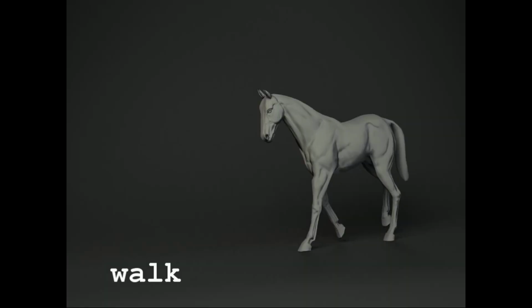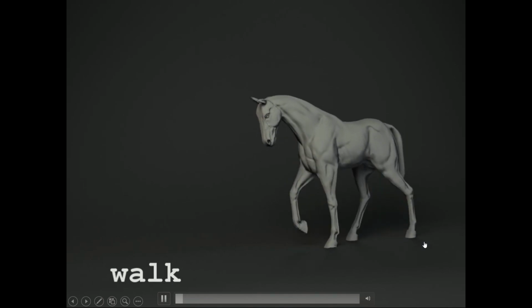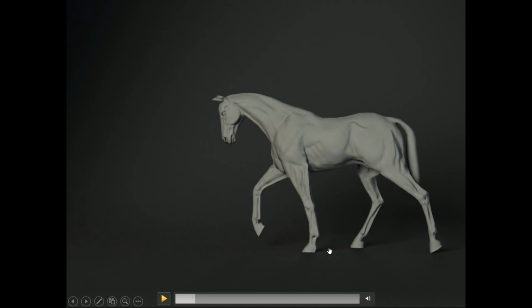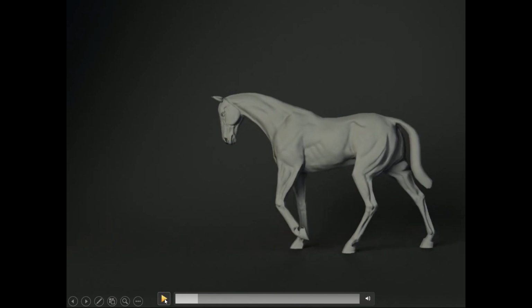Now this is a small video which I have downloaded from YouTube, and I am going to show it for educational purposes only. So this is walk, where three legs will be on the ground while one leg is in the air for a particular time period.